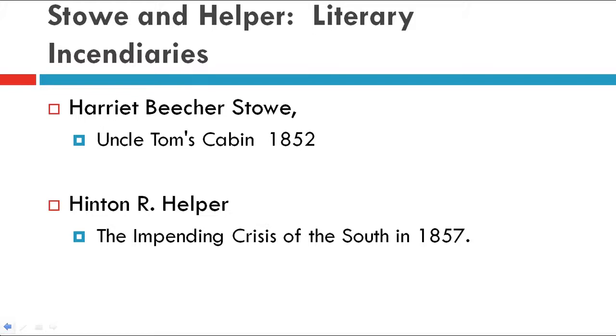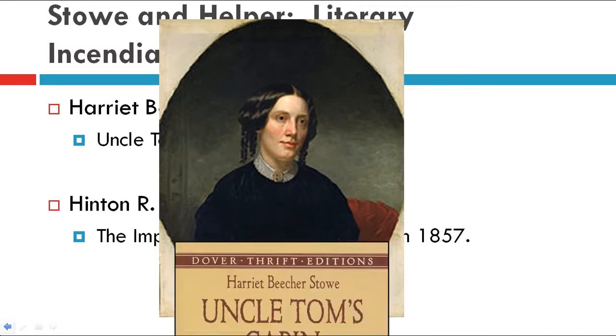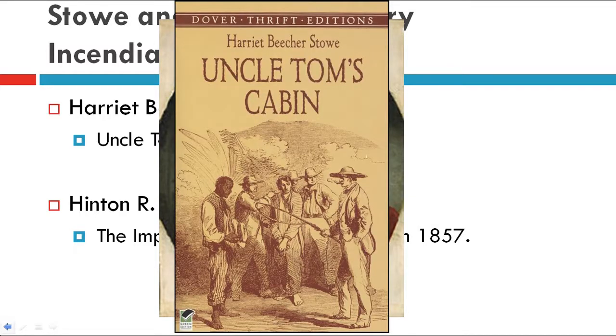Another example would be Hinton R. Helper's The Impending Crisis of the South in 1857. In this, he actually tried to use statistics to show that non-slaveholding whites were the ones who suffered the most from slavery. And while that may be flawed, it certainly did add to this abolitionist feeling. Here is Harriet Beecher Stowe. On the cover of her book, Uncle Tom's Cabin, right here, you can see the overseer Simon Legree, the hated Simon Legree, for his abuse, physical abuse of slaves, that is.